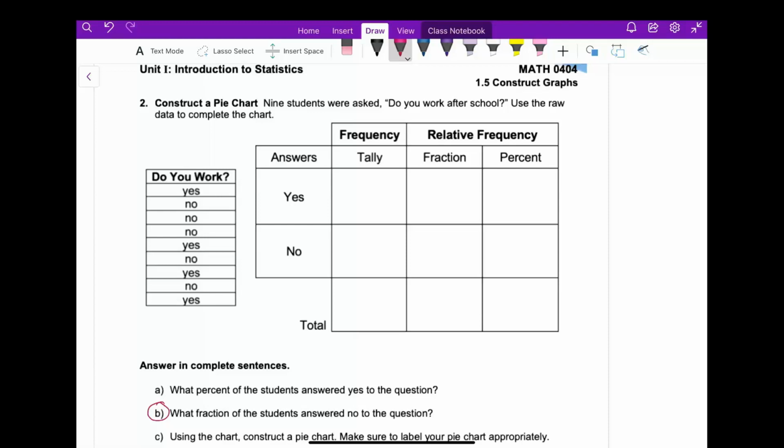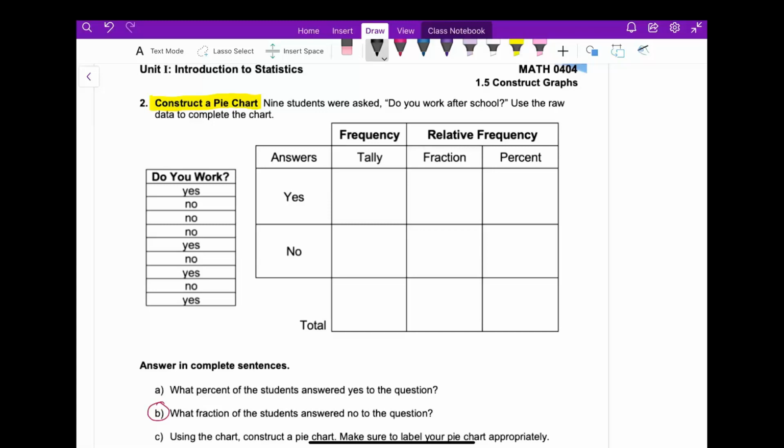Continuing with constructing graphs, in this example, we're going to construct a pie chart. At the beginning, it's going to feel a little bit like we're not constructing a pie chart, but we do towards the end, actually. So it says 9 students were asked, do you work after school? Use the raw data to complete the chart.